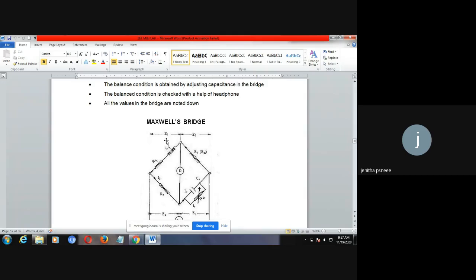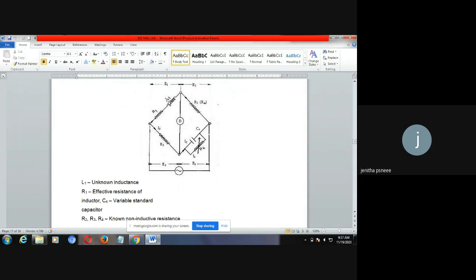So in an AC supply, the detector will be either a CRO or headphones. Like that you will be finding the balancing condition. The same thing applies in Schering's bridge and Anderson bridge also. Here you are finding the unknown inductance.